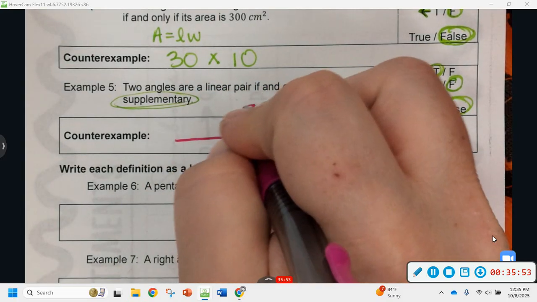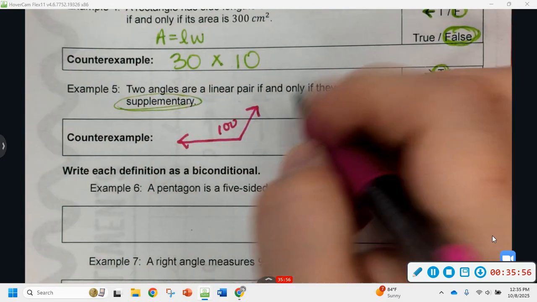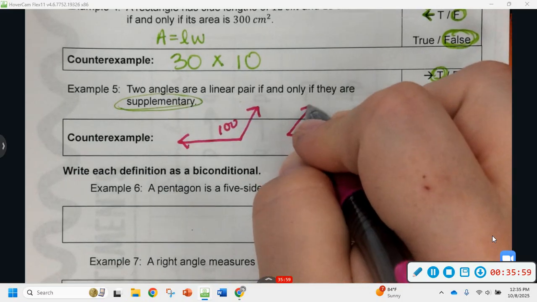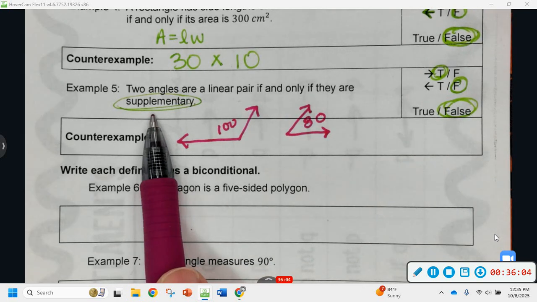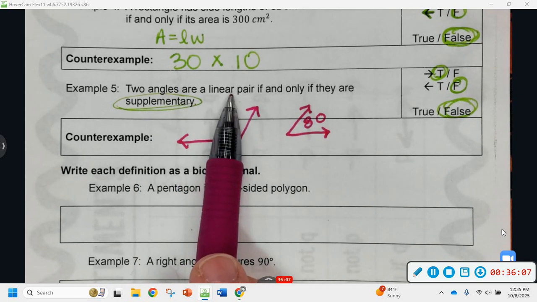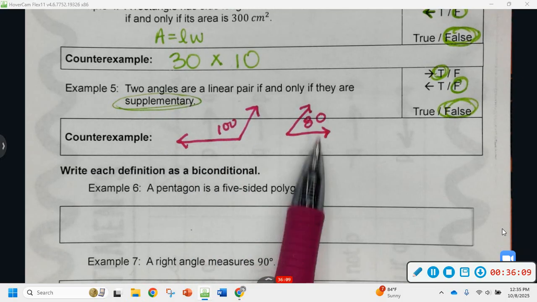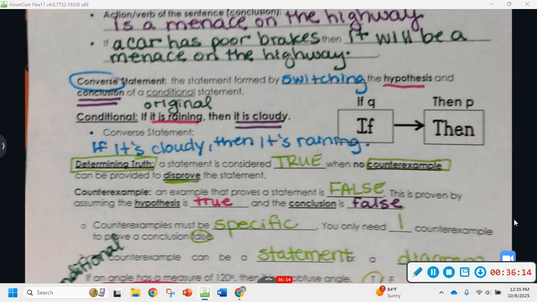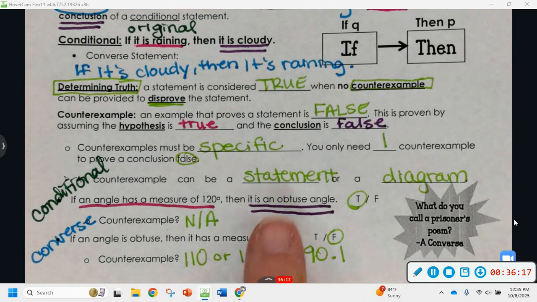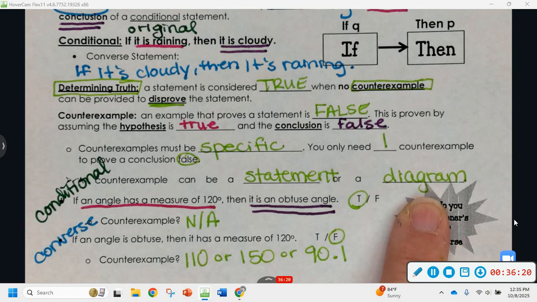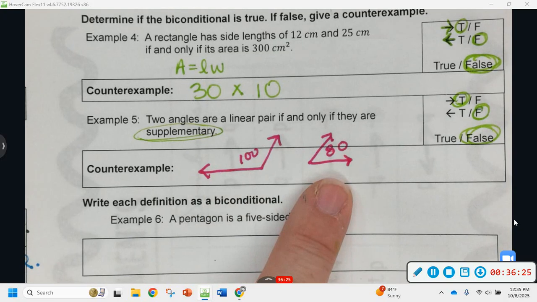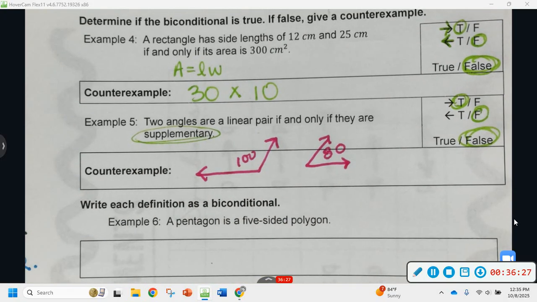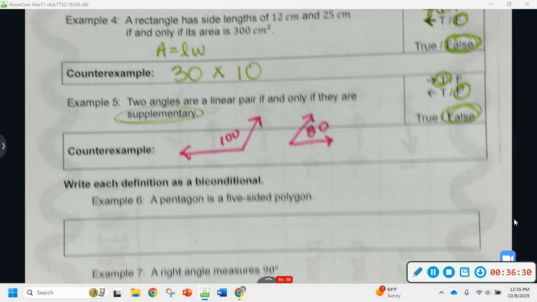Because, remember, I could have this angle here that's 100, and maybe another angle over here that's 80. Do those have a sum of 180? Yes, they do. They're supplementary. But did they form a linear pair? No, they were non-adjacent. And so, as a reminder, over here, when we talked about counterexamples, we said sometimes counterexamples can be diagrams. And so this would be an example of drawing a diagram to provide that counterexample. Cool. So we're almost done.